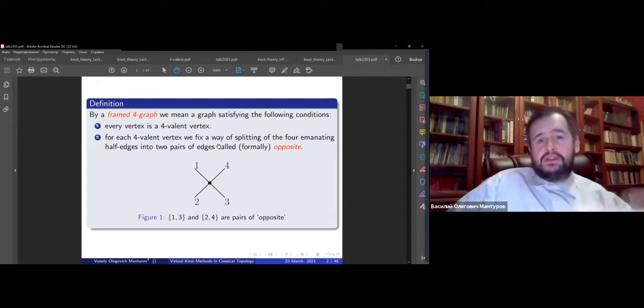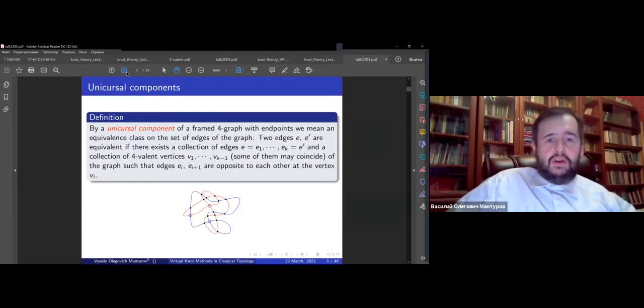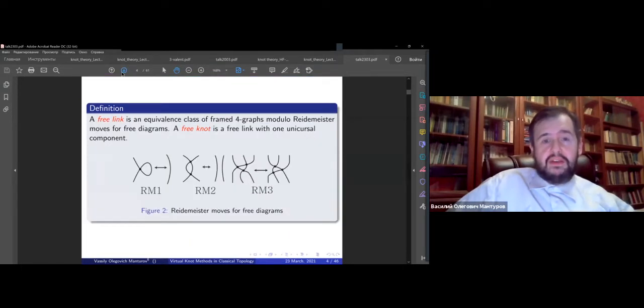And actually, I want to consider these frame graphs as projections of virtual knots. And in fact, I want to completely disregard virtual crossings. So of course, I will make a distinction between knots and links. So if I have a two-component link, say, then I just look at its unicursal components. So this is usual. And now I define the notion of free links and free knots.